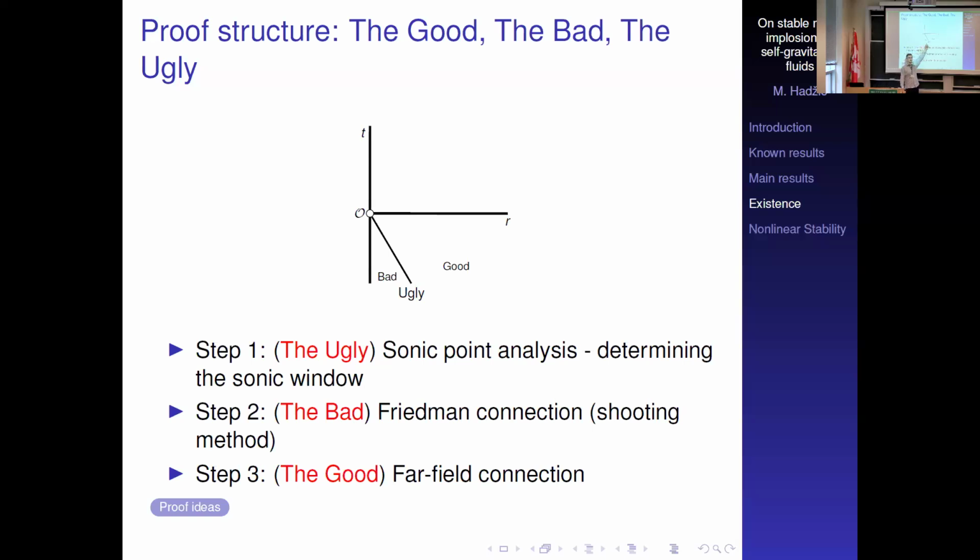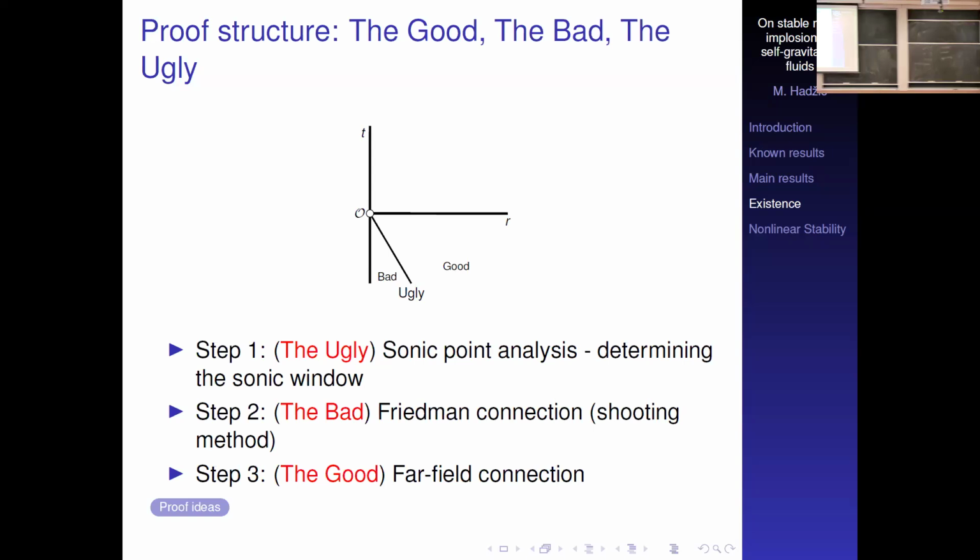So the sonic point, if you remember, is a solution of some kind of equation where omega depends on the unknown. So I don't know where it is. Part of the problem is to figure out where the sonic point is. It depends on the solution itself, so it's got that free boundary flavor, okay?